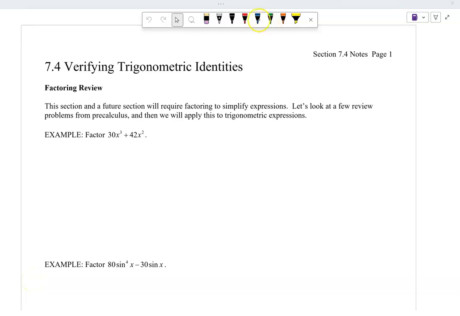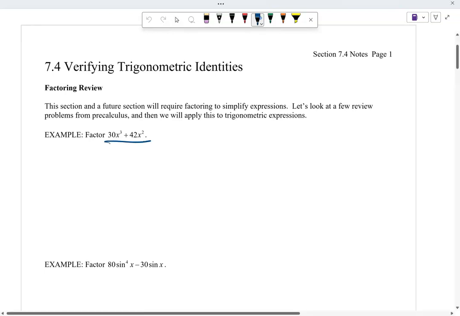We're going to take a look today at trig identities, verifying trig identities. And so, first, we're going to start out just kind of reviewing a couple problems from pre-calc and see how it plays into the same approach with trig expressions.